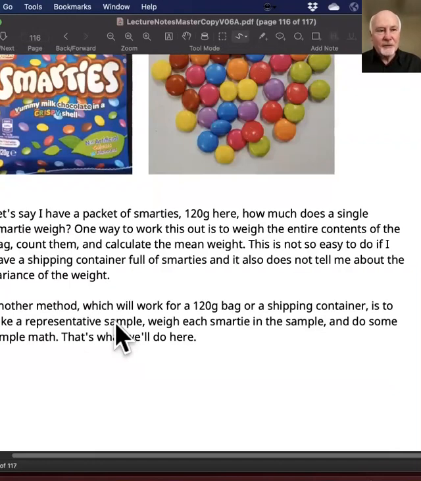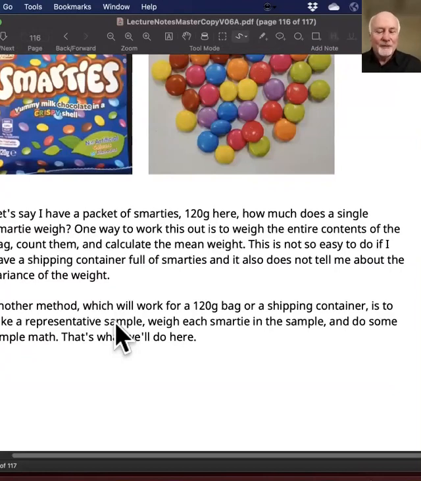So that's one way of doing it. That's not so easy to do if you've got a shipping container of Smarties and you want to work out the average weight of the Smarties for some reason. You're not going to open all the packets and weigh all the Smarties and then put them back in the packets and put sticky tape on them or something. You're not going to do that.